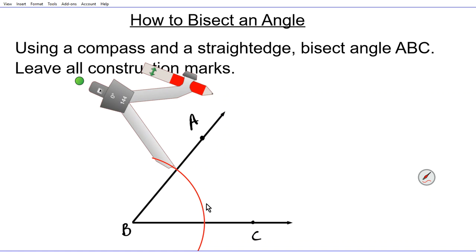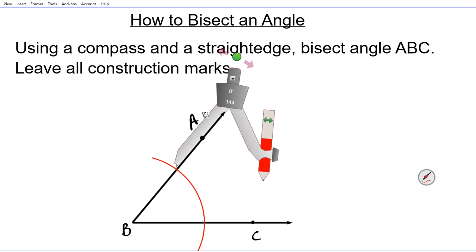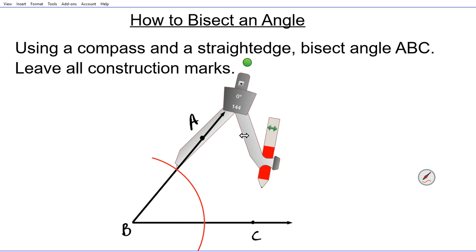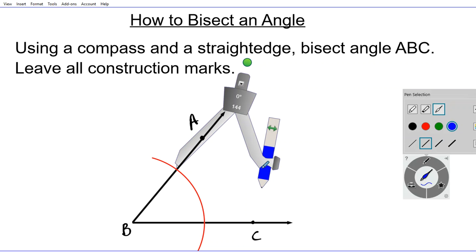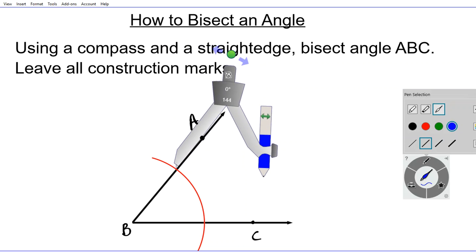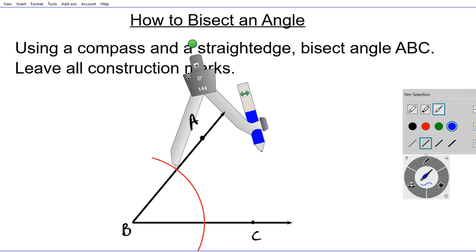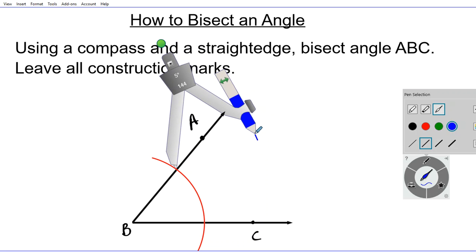The ray that bisects the angle should be somewhere in between this region right here. So before I make my arc, I will move my pencil to a region where I anticipate the intersection of the two arcs to be. Let's make the next two arcs blue. I have a feeling it's going to be somewhere here. That's where the bisector should be. So I'm going to make an arc right here.